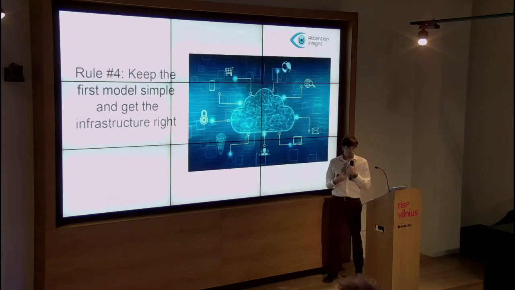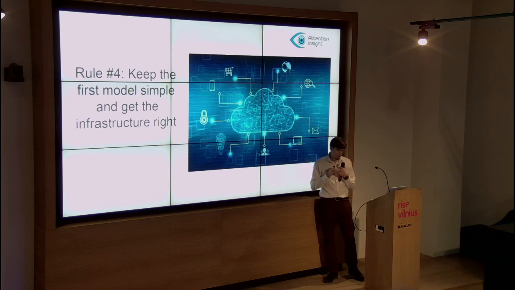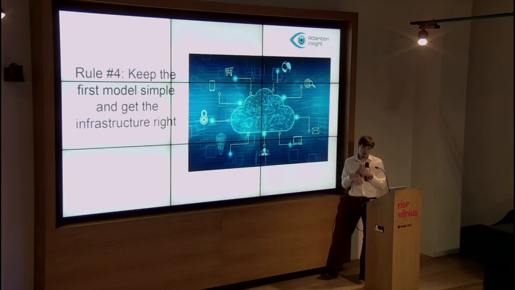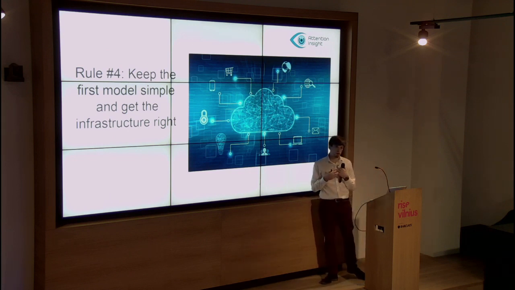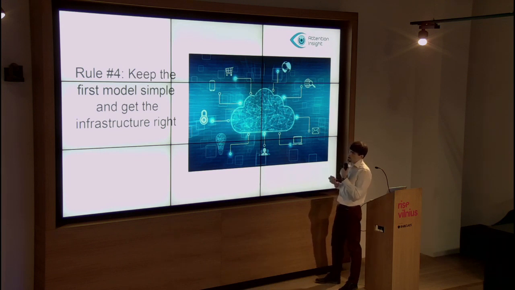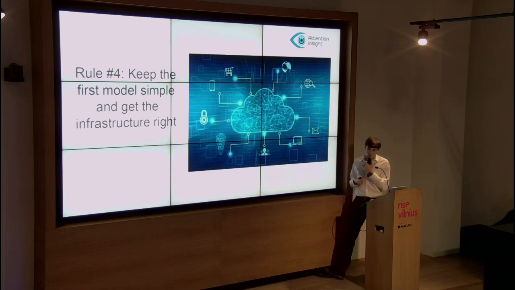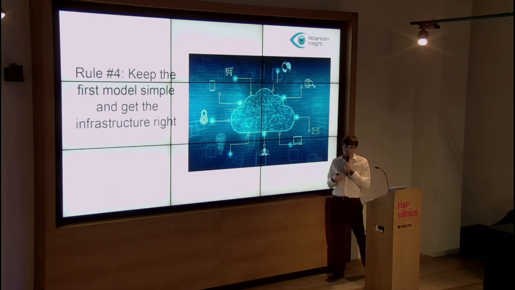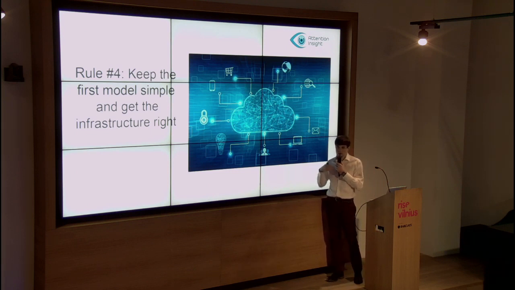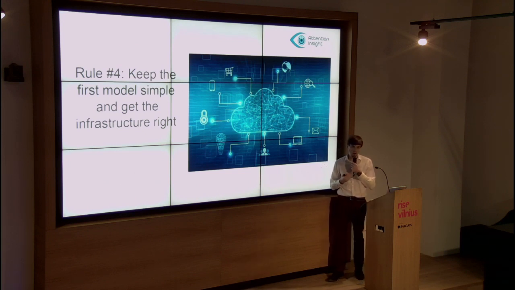So to start with, building the machine learning pipeline drove the idea of rule number 4 of Google's machine learning rules, which states that we need to keep the first model very simple and get the infrastructure right, which means that we don't necessarily need to have the best performing model when we are building a product, but first we need to lay a solid foundation for the solution that we are creating.